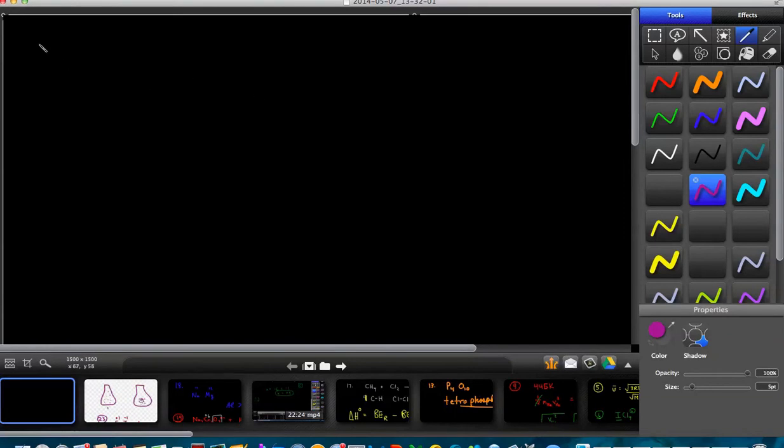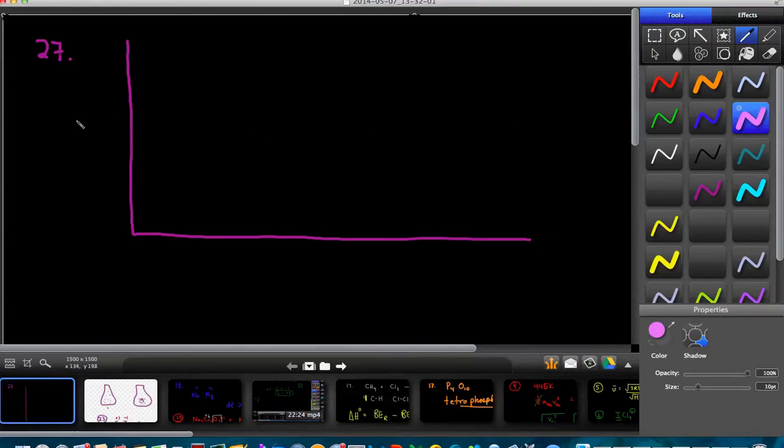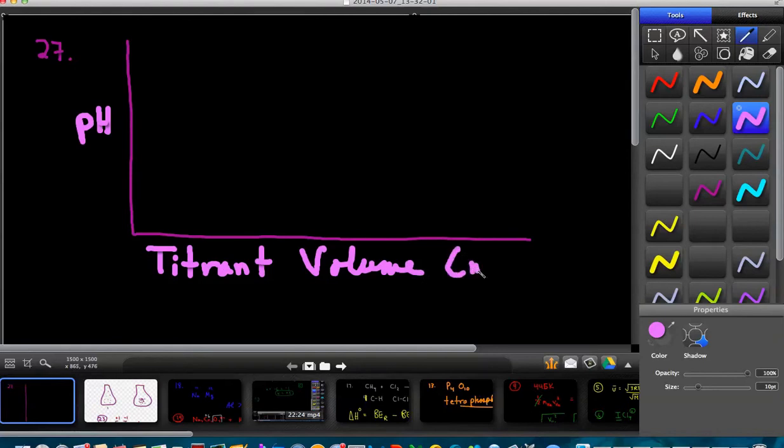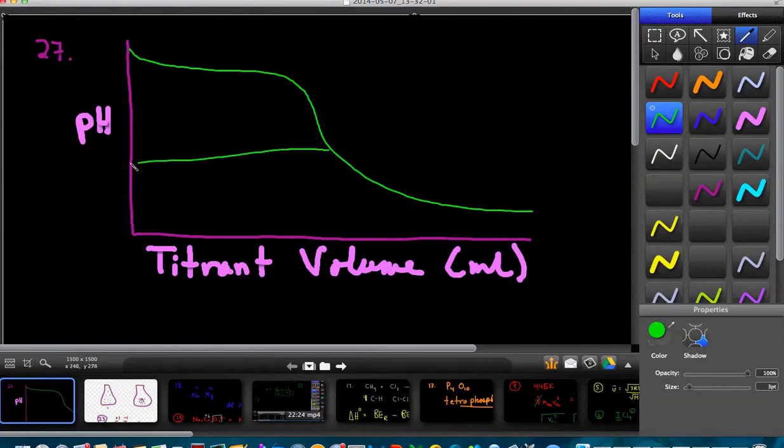All right, so on to 27. If you guys were paying attention in lab this year, this one should have been fairly straightforward. We have a titration curve. So we are graphing pH as a function of titrant volume. And of course, titrant volume is in milliliters. So we have an initial dip, then it buffers, and then it drops. And the equivalence point pH appears to be between 5 and 6.